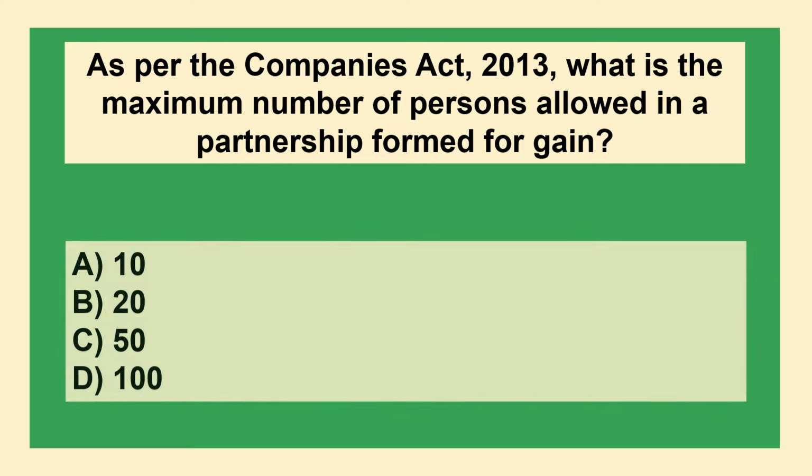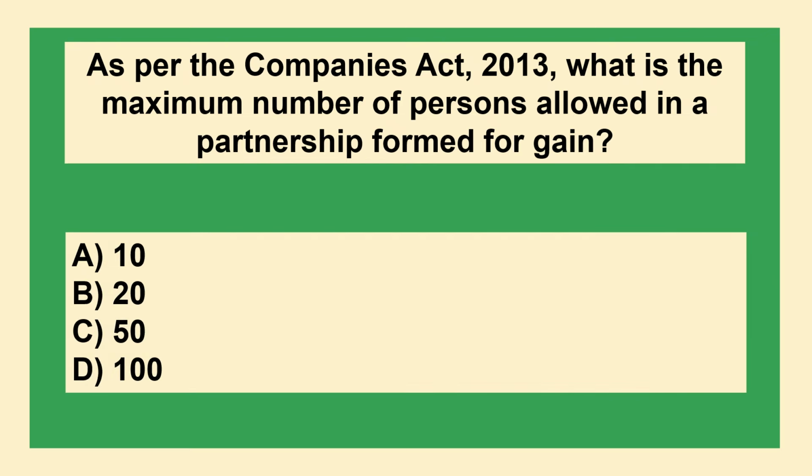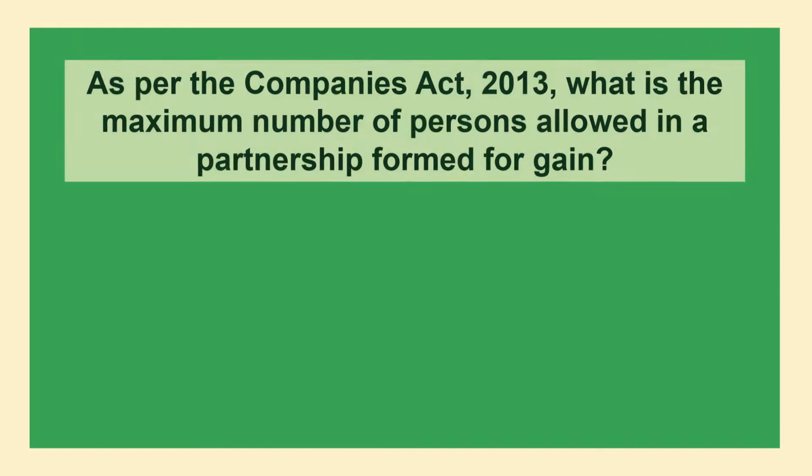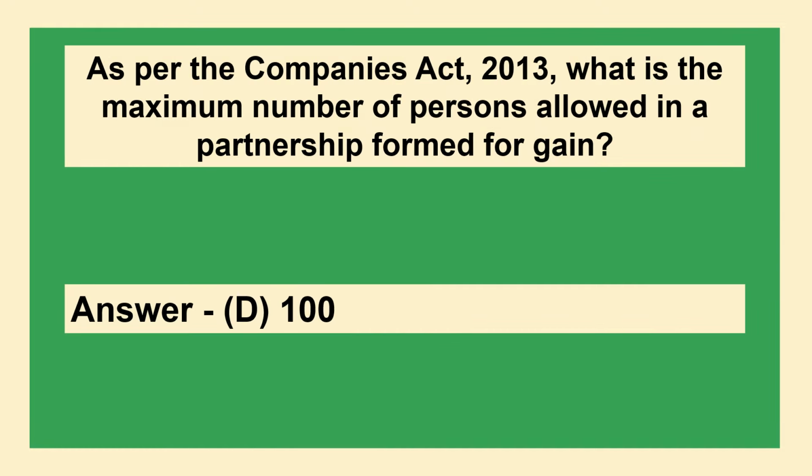Next question is as per the Companies Act 2013, what is the maximum number of persons allowed in a partnership formed for gain? Option A 10, option B 20, option C 50, or option D 100. And the correct answer is option D 100.